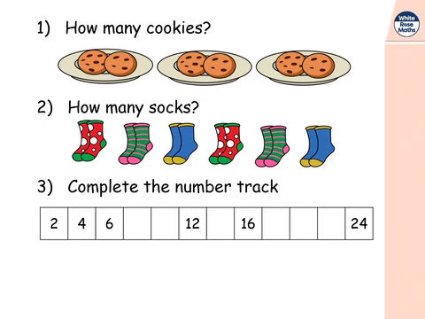How did you get on with those? How many cookies? We can count in twos. 2, 4, 6. How many socks? We can count in twos, up to 12. And here is our completed number track. Did you work from left to right? And did you spot the pattern? Or did you start on the right hand side and count backwards? I wonder.